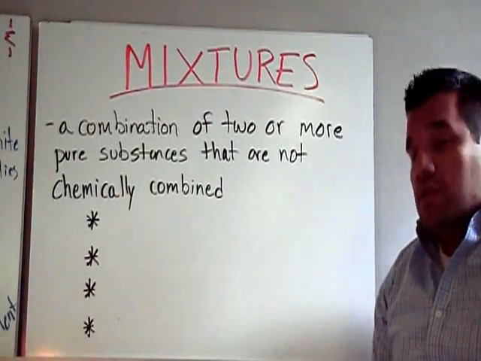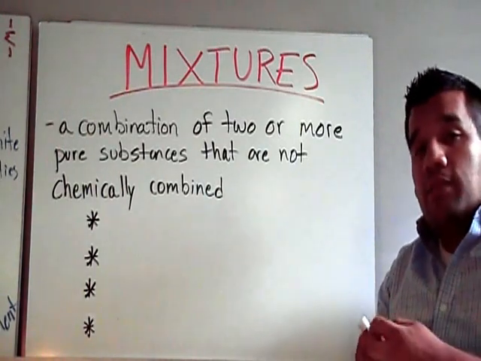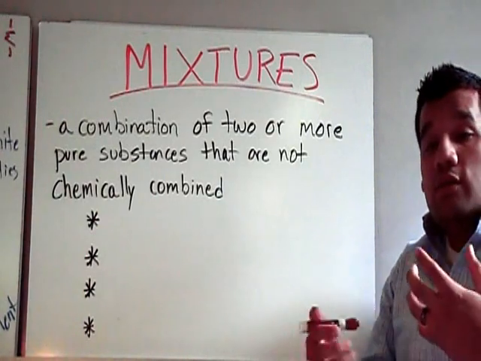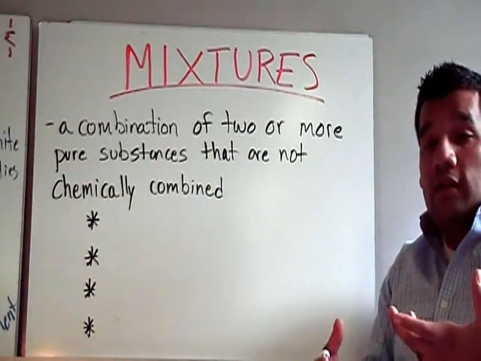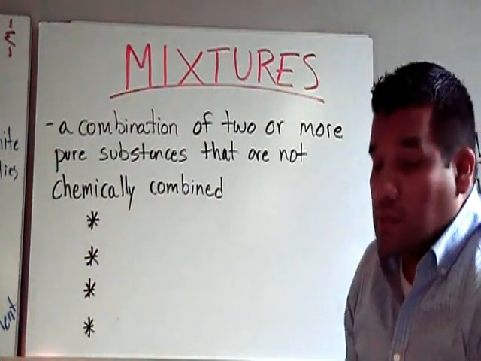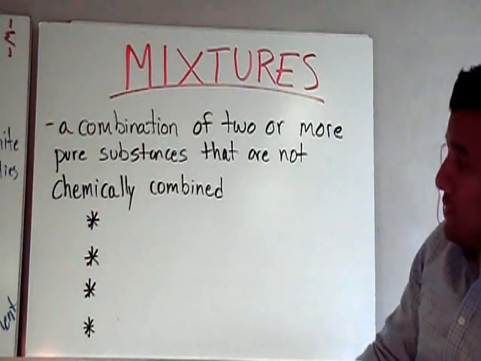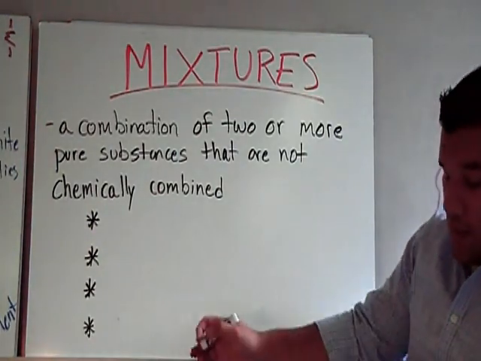You should have answered yes. If something is not chemically combined, that means that we can do things physically, which is a lot easier to do than chemically. We can do things physically to separate those mixtures. So again, it's a combination of two or more pure substances that are not chemically combined.